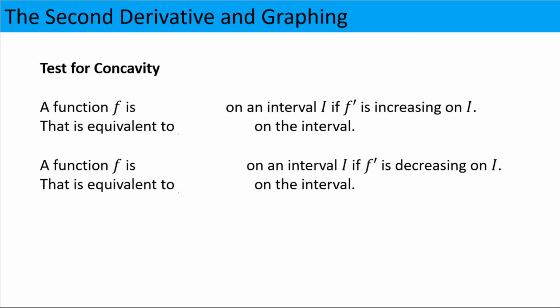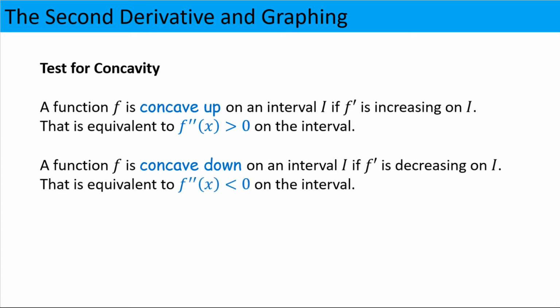Test for concavity. A function f is concave up on an interval I if the first derivative f prime is increasing on that interval. That is equivalent to f double prime of x greater than 0, or the second derivative positive on that interval. A function f is concave down on an interval I if f prime, the first derivative, is decreasing on I. That is equivalent to f double prime less than 0, or the second derivative is negative on that interval.